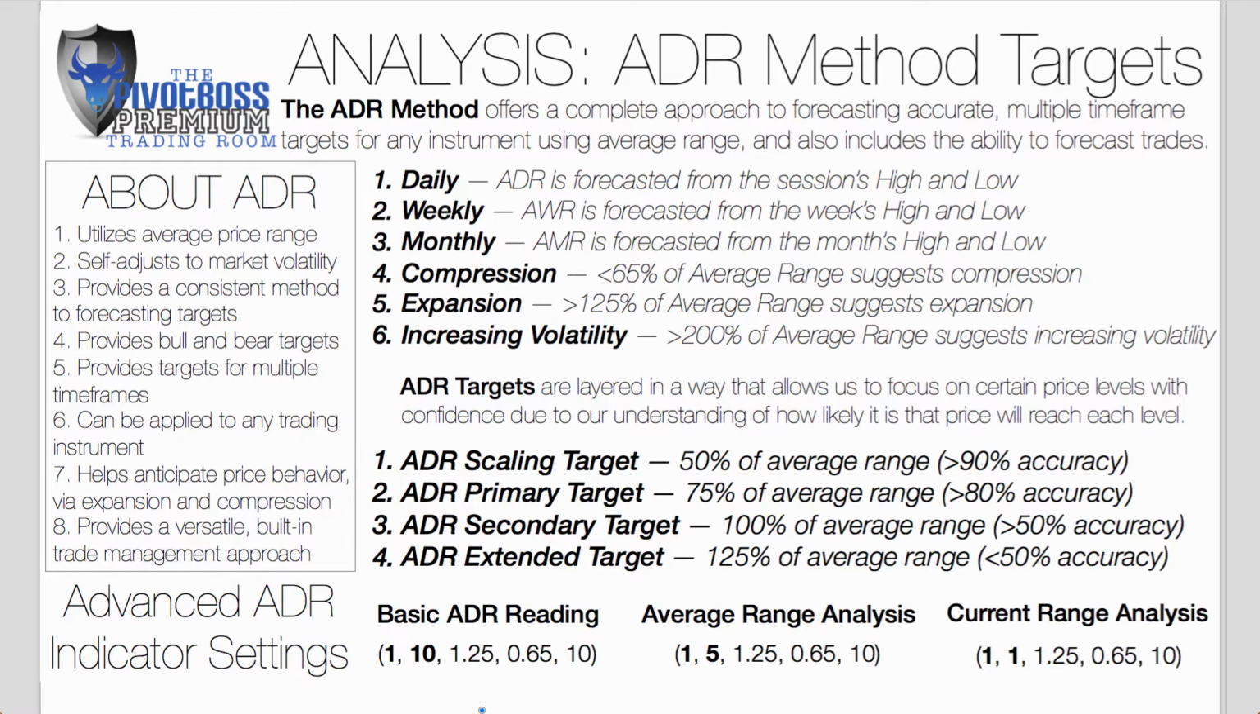So that's very important right there. It's just understanding that if you want to get a basic reading, like if I say what's the current ADR for a day, then you're going to go and put 1 and 10 in there, and it's going to give you the ADR reading for whatever instrument you're looking at.